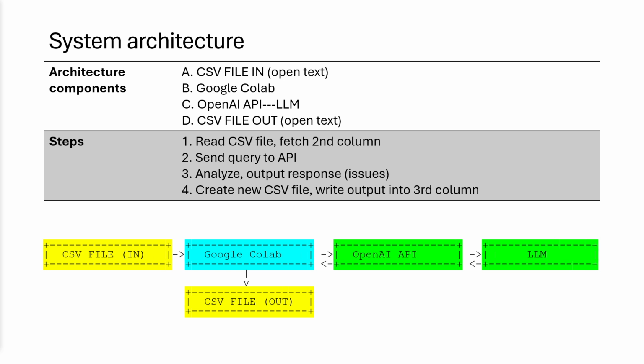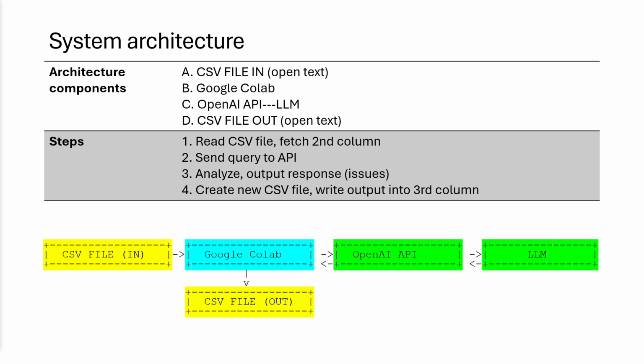So first, the step-by-step work would go as follows. First, the system reads the CSV file and extracts the text from the second column. Secondly, the extracted data is sent as a query to the OpenAI API. Thirdly, the LLM analyzes the response, extracts key issues and performance insights. And fourthly, the AI-generated insights are stored into a third column in a new CSV file. So this workflow ensures that managers receive automated summaries to support their quarterly interview process.